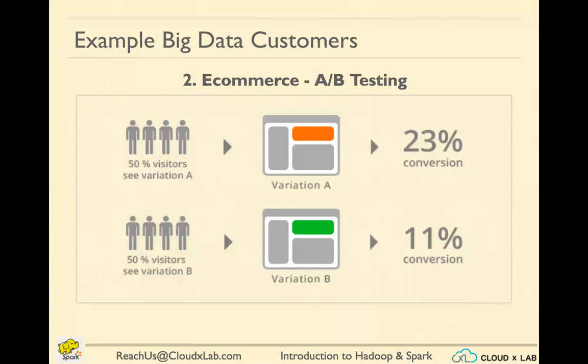That's right, because variation A is giving 23% conversion on an equal amount of users, right? Variation A is getting 50% of users, and variation B is also getting 50% of users. So the bigger the data we have, the better the outcome will be.